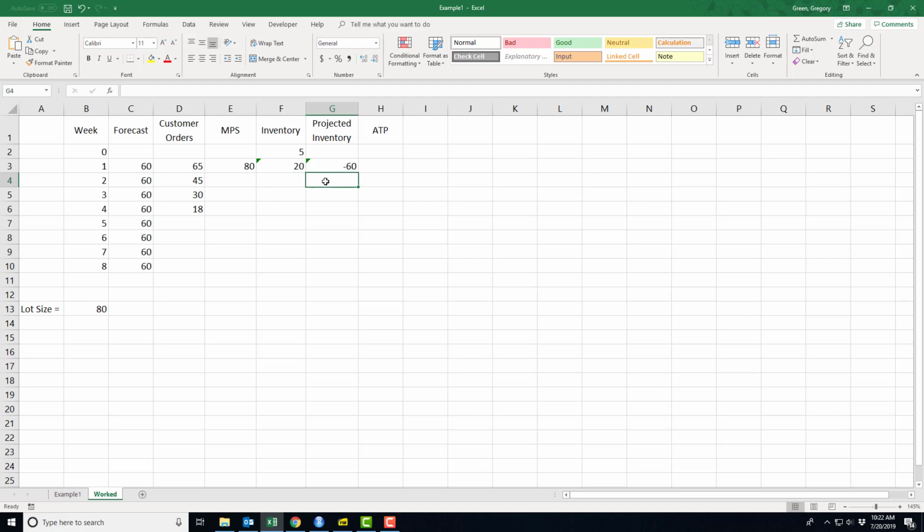Okay, well now I need to go down and I need to make another one of these projected inventories. Well, it's equal to the inventory that's left over from the prior period.